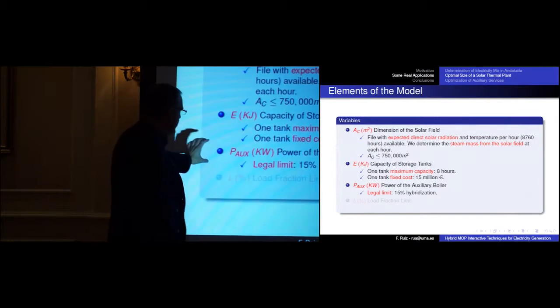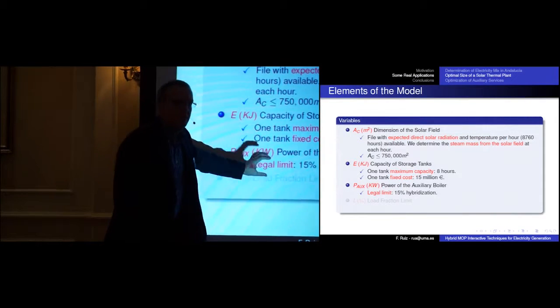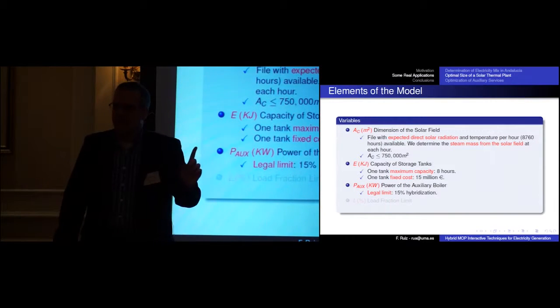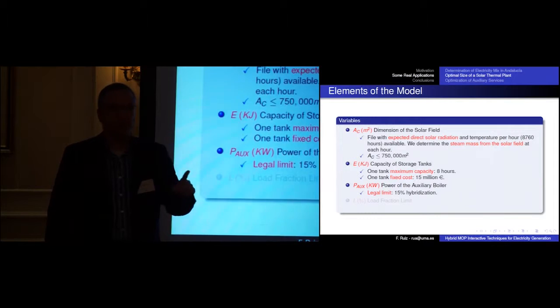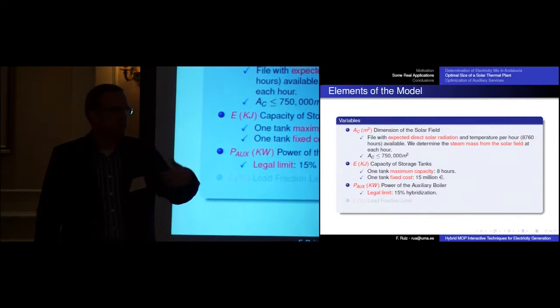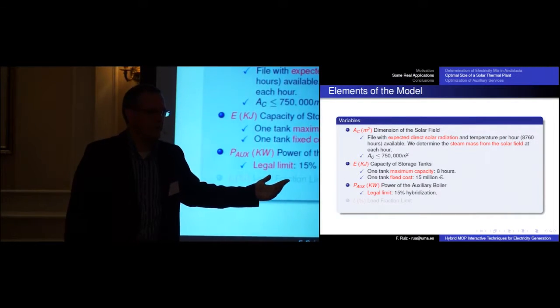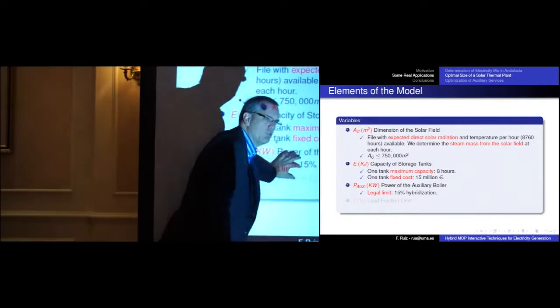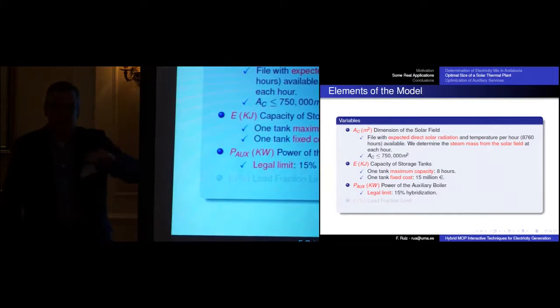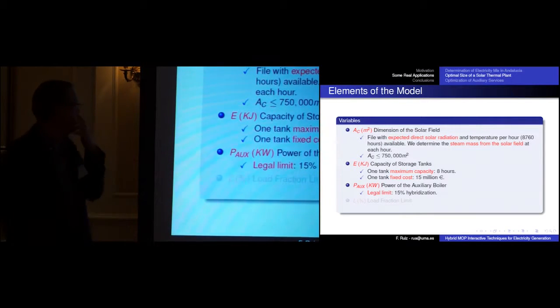And then we had the auxiliary system, which had a legal limit, because at that time, the solar energy was subsidized in Spain. But of course, you cannot get subsidized if you produce everything with the auxiliary system that is using oil. So we had a legal limit of up to 15% of use of the auxiliary system. We cannot go beyond that, okay?